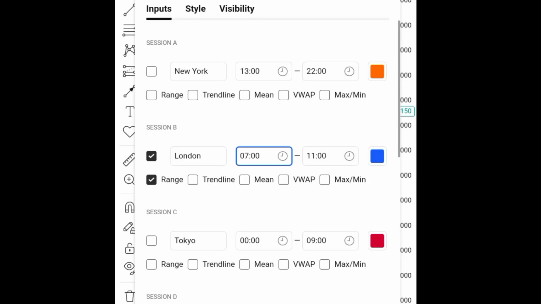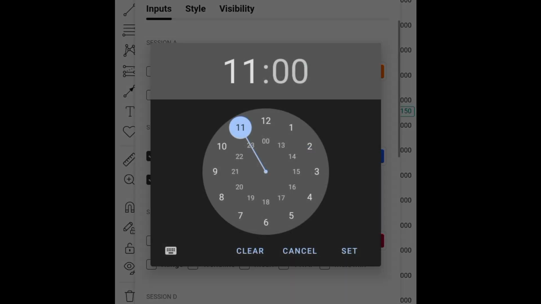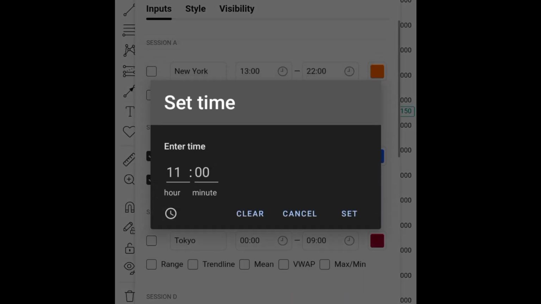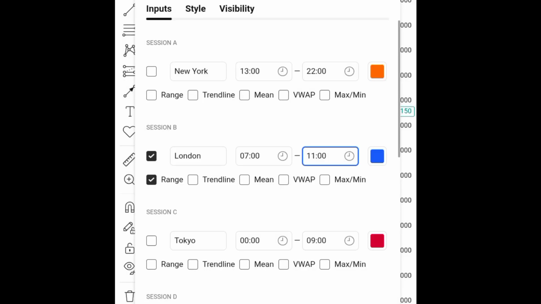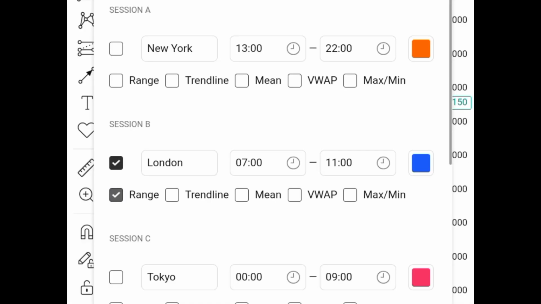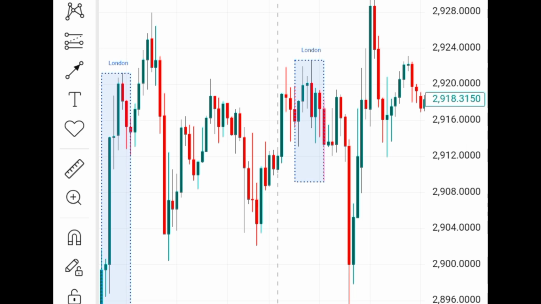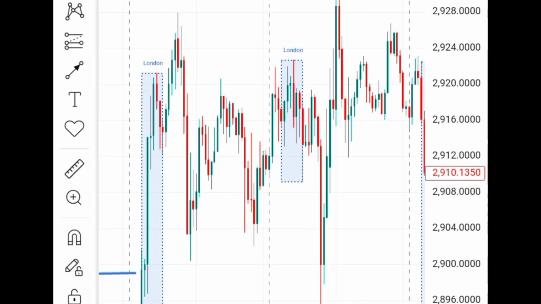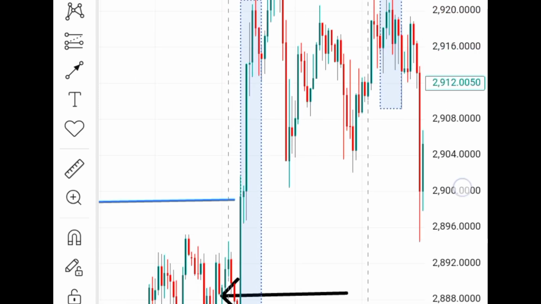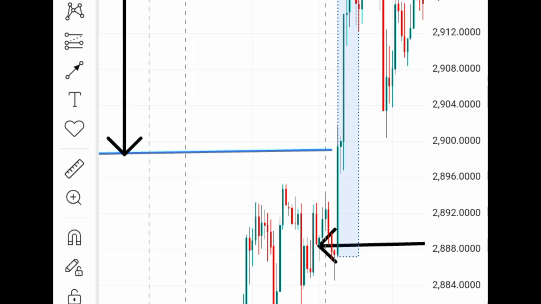Then you click OK. Then for 11 o'clock, you click on the box again, you set 11 o'clock, then you click on OK. Then you tick this box, so that the London range will appear on your chart. Then you click on OK. So these are the ranges of this market.